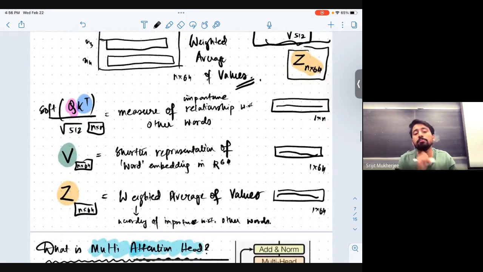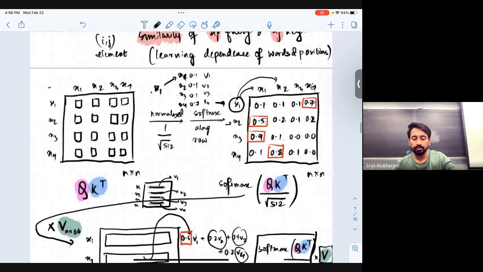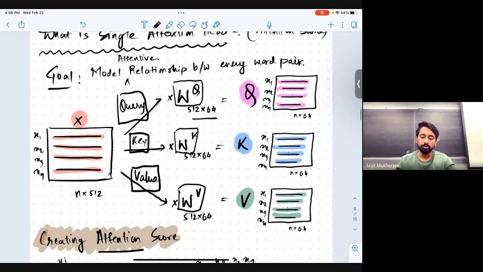Understand the three important things. The softmax part is the measure of importance of each word with respect to the other words. V is nothing but a shorter word embedding representation of x, in R to the power 64, and z is the weighted average of values, the final importance of each word, which contains all three pieces of information: the position, the value of the word, and the relationship with other words. The whole thing is learned, based on all these parameters: wq, wk, and wv.